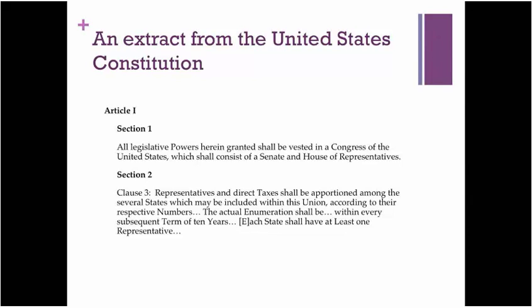Article 1 of the Constitution is about the legislature, and here are some extracts from that Article 1. First of all, in Section 1, we are told that all legislative powers herein granted shall be vested in a Congress of the United States, which shall consist of a Senate and House of Representatives. Well, I guess that's pretty clear. It's saying that we have two houses in our legislature in the United States. We have a Senate and we have a House of Representatives.